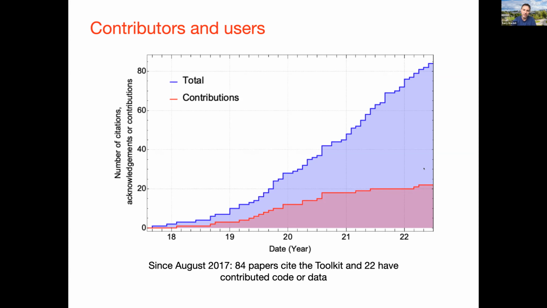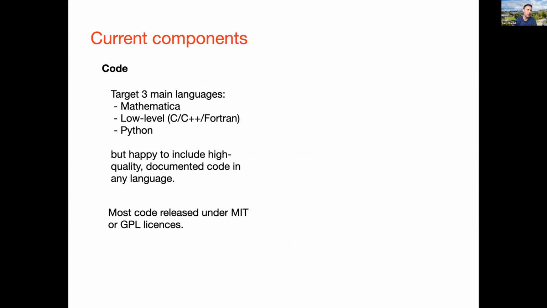Okay, so that's the motivation and what the toolkit is. Later today, my colleague Niels Warburton will give a tutorial on how to use the toolkit. For now, I just want to give you a quick flavor of what's there and what you can use it for. So in terms of the components of the Black Hole Perturbation Toolkit, they break down into two categories. We have code, which is developed in a number of languages.